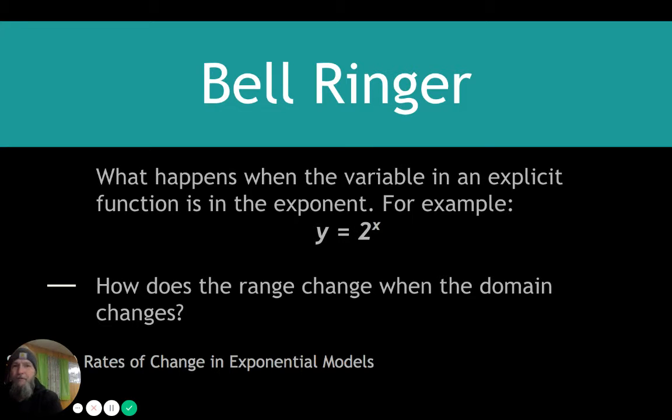What happens when the variable in an explicit function is in the exponent? For example, y equals 2 to the x power. How does the range change when the domain changes? So when x moves by 1, what happens to y?